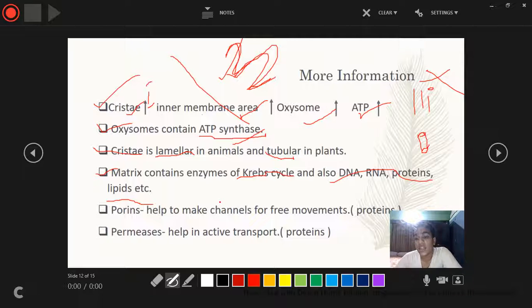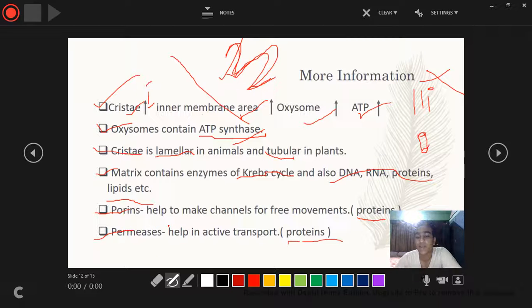Like in the nucleus, in the nucleoplasm, the DNA lies. Here also, in the matrix, DNA lies, along with proteins, lipids, etc. Two types of proteins are mentioned here, as you can see I have written: porins and permeases.